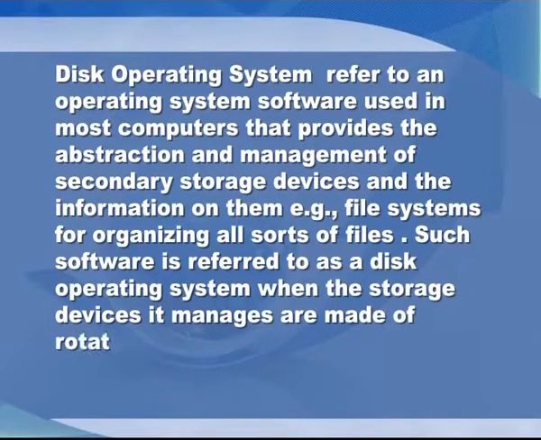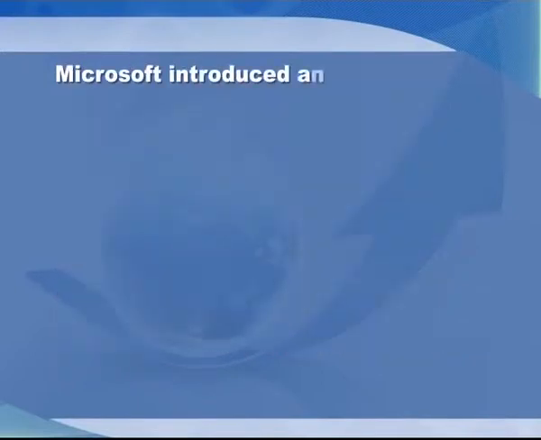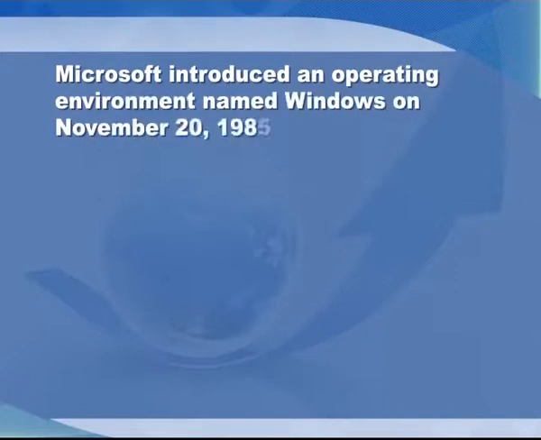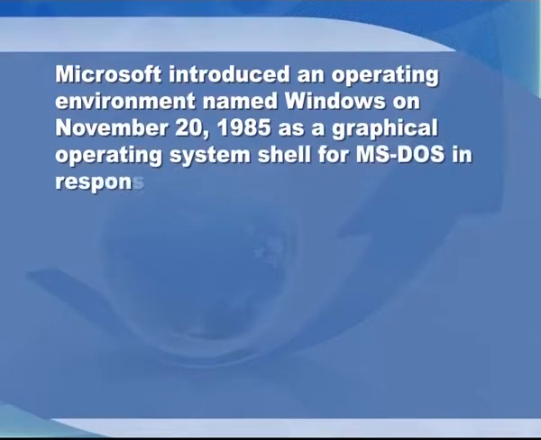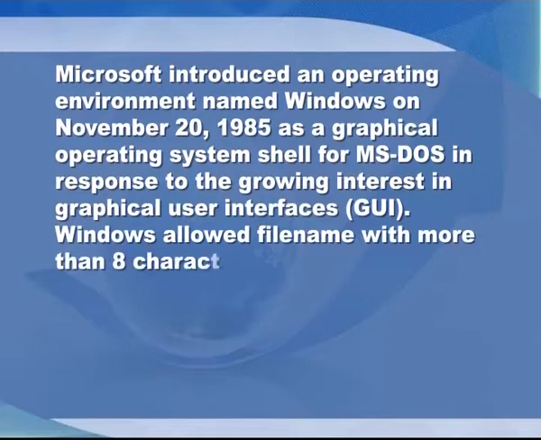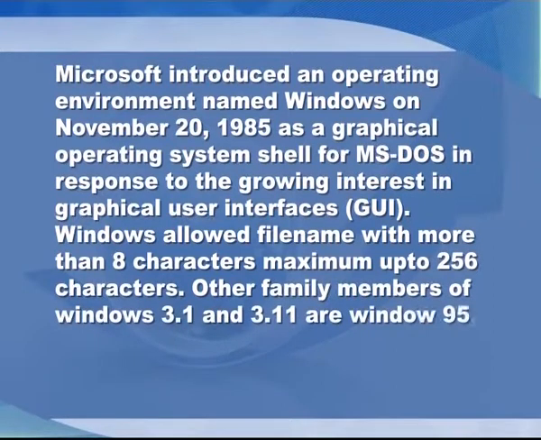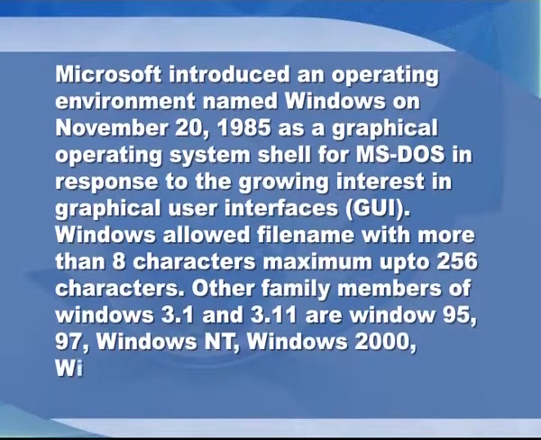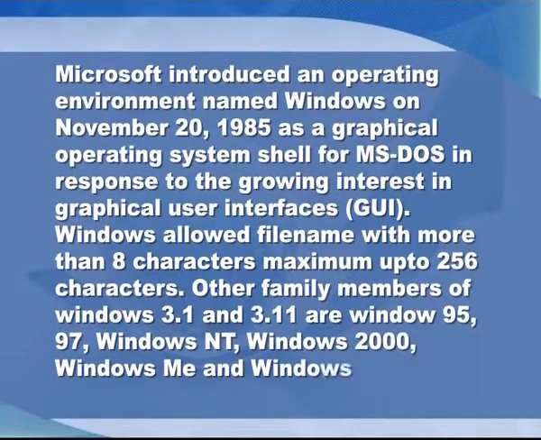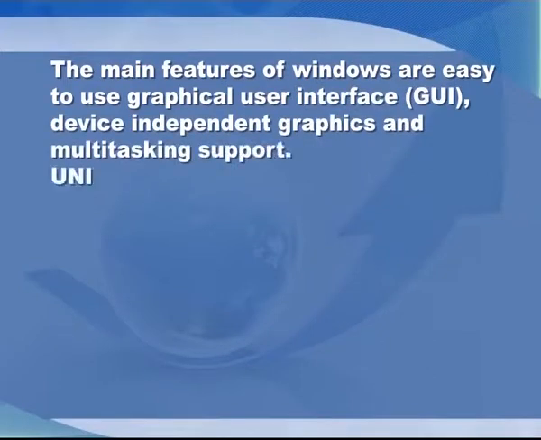Such software is referred to as a disk operating system when the storage devices it manages are made of rotating platters such as floppy disks or hard disks. Microsoft introduced an operating environment named Windows on November 20, 1985 as a graphical operating system shell for MS-DOS in response to the growing interest in graphical user interfaces or GUI. Windows allowed file names with more than 8 characters, maximum up to 256 characters. Other family members of Windows 3.1 and 3.11 are Windows 95, 97, Windows NT, Windows 2000, Windows ME and Windows XP. The main features of Windows are easy to use graphical user interface or GUI, device independent graphics and multitasking support.